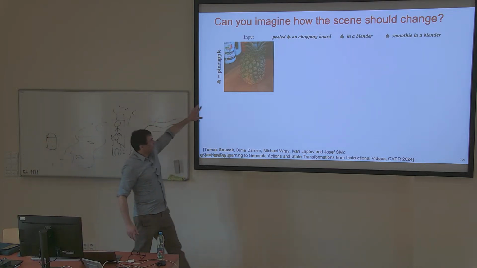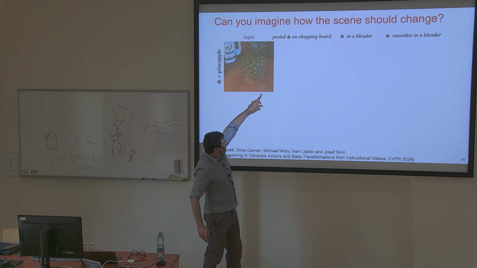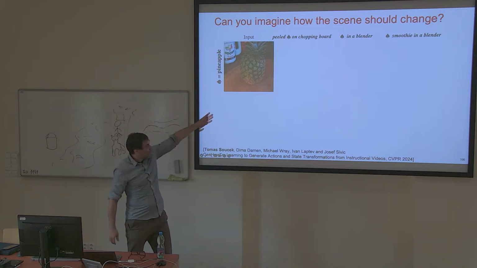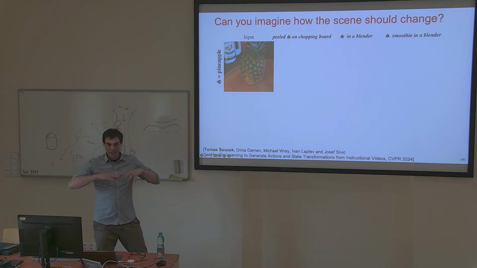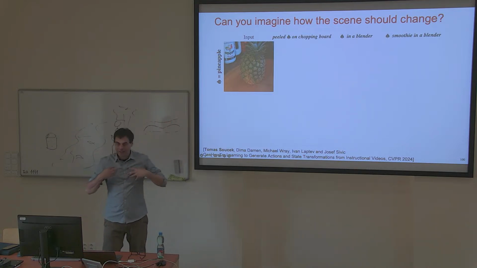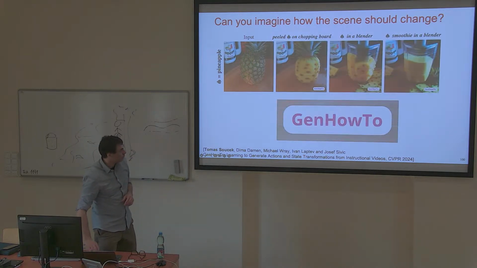I have an input image like this, and with language, I want to peel it on a chopping board. But I don't want to do the stuff, it's too complicated. I just want to imagine how it would look if I peel it on the chopping board, or if I then put it in a blender and make a smoothie. So rather than doing the physics simulation, I'm imagining how the object is going to look after the transformation. We call it transformation of object states: how the states of the world or the object change if you do human actions on them.